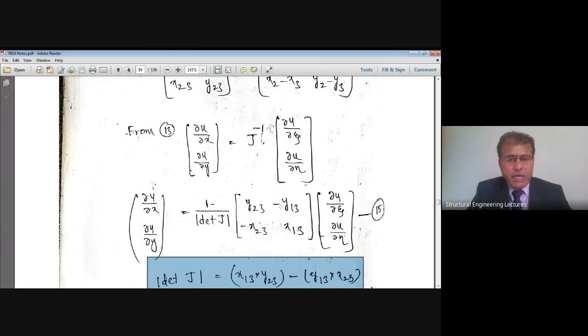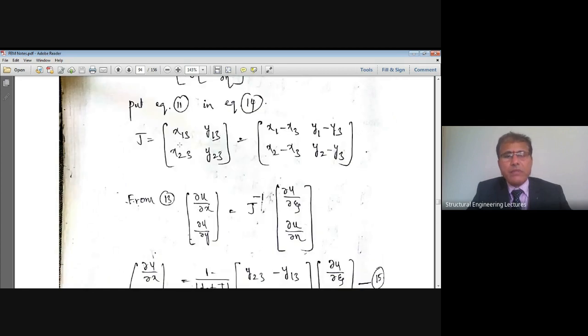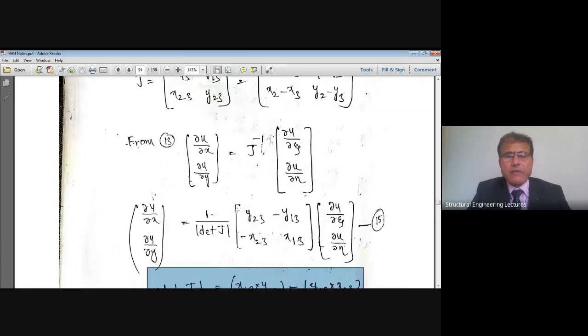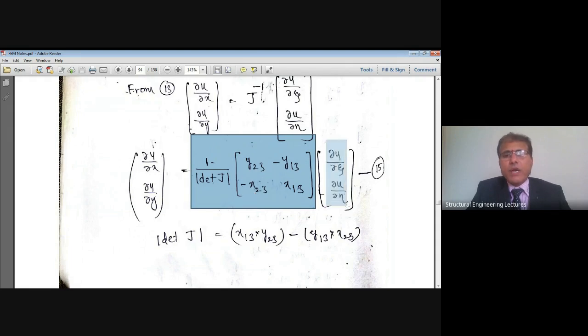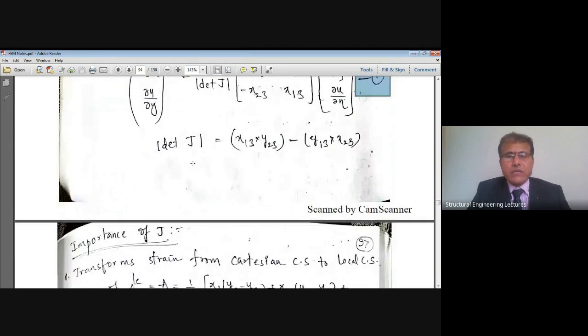Sorry, d minus b minus c, a. Right? That is how these will swap. This will swap, and this will become with a minus sign. Therefore, that is how the Jacobian inverse, J inverse, is 1 by det J times y23 minus y13 minus x23 x13, operated upon dou u by dou xi, dou u by dou eta. Say this is the 15th equation.